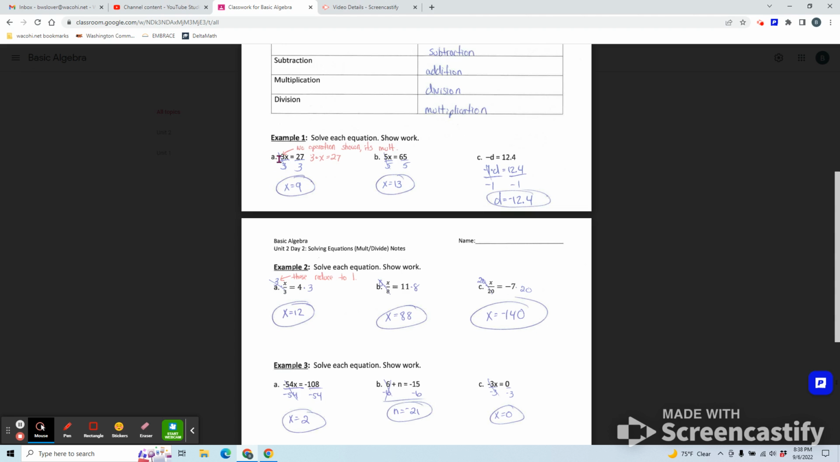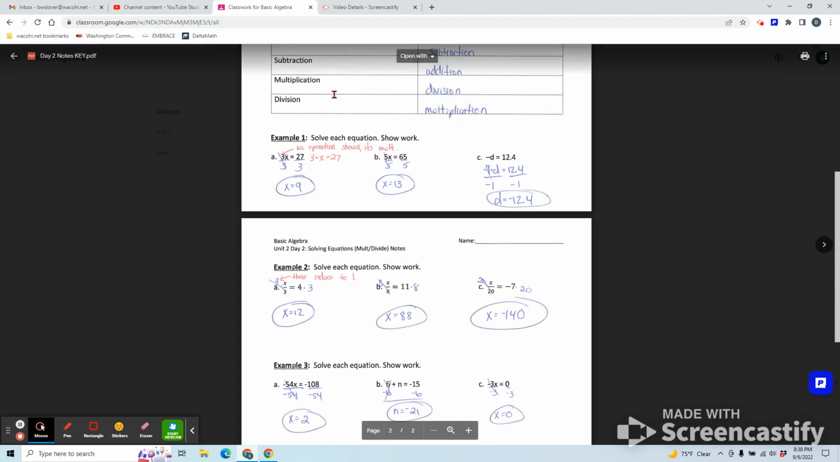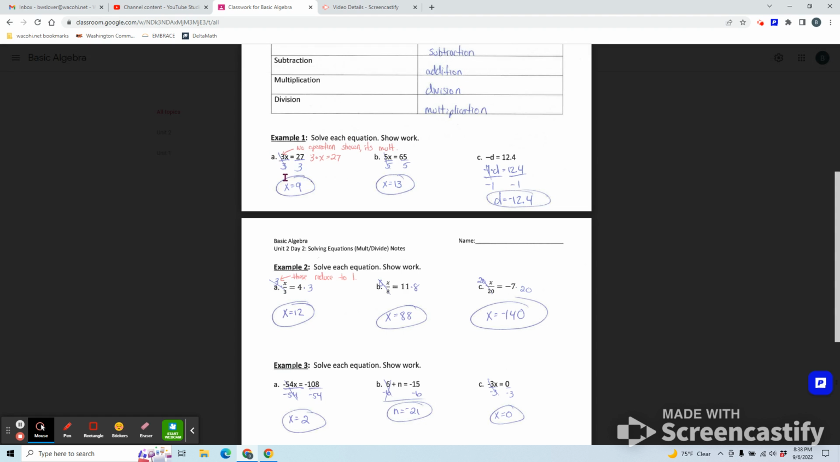So 3x equals 27. 3 times x equals 27. Well, up here I said the inverse operation of multiplication is division. So I'm going to divide both sides by 3. Well, 3x divided by 3, you can't do that in your calculator, but you can do 3 divided by 3 in your calculator. You get 1. Well, you're still left with that x. So 1x is really the same as just x. And then on the right side of the equal sign, you have 27 divided by 3, which gives us 9.